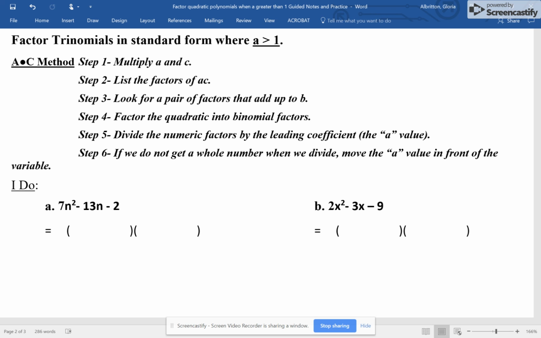Hi class, this is Mrs. Albritton, and this is part 2 of factoring trinomials in standard form where a is greater than 1.